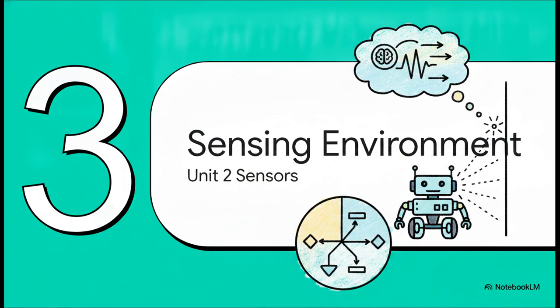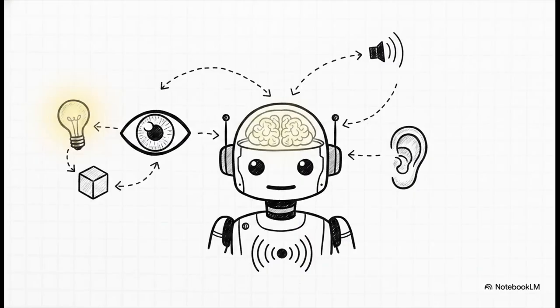Section 3. Sensing the environment. But wait, how does the robot actually know when it's reached a wall? This is exactly where Unit 2 comes into play.